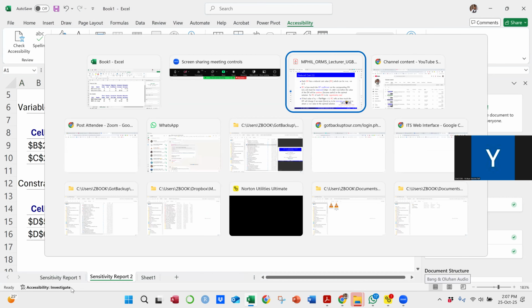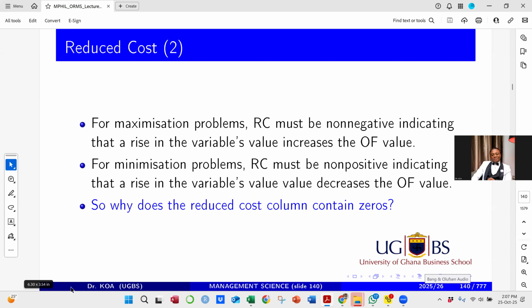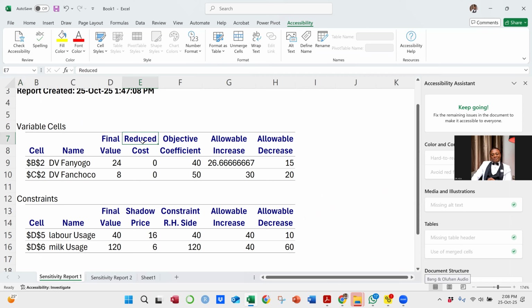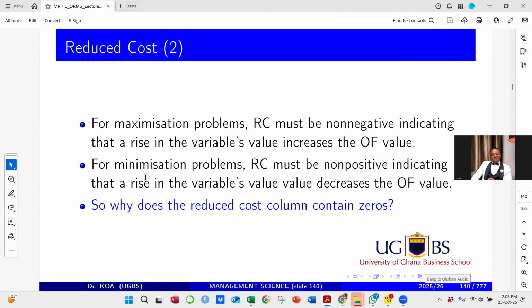So now we go to the next question, which is, why does the reduced cost column contain zeros? And I've already addressed this, but let's go. So when you come to the sensitivity report 1 here, you can see that the reduced cost values contain zeros. And the question is, why do they have zeros? Who can tell us? We've said a lot about reduced cost, so this one you should know. Why does a reduced cost column contain zeros?